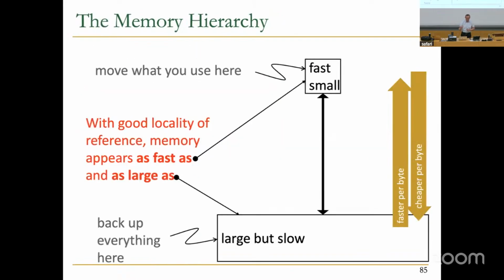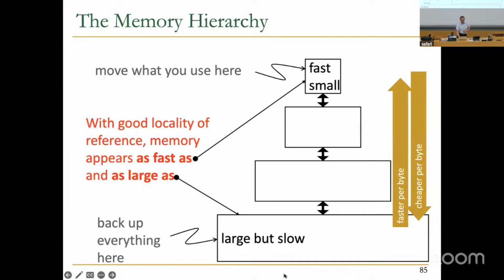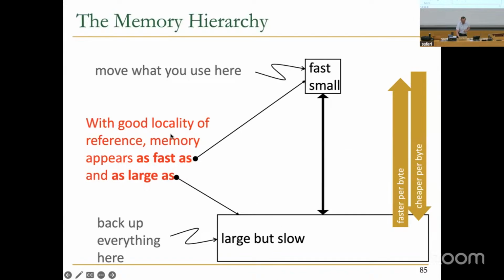Okay, so basically, it looks like this. You have some fast and small components, memory, and then you have large but slow components. Okay, let me go back. With good locality of reference, memory appears as fast as this small component, but also as large as this large component. That's the idea. We want to get the best of both worlds. We're going to talk about locality of reference. You need to have a nice access pattern, as we will see.